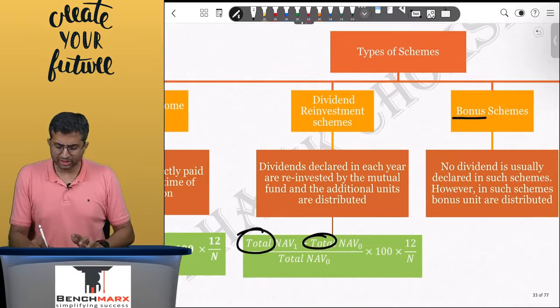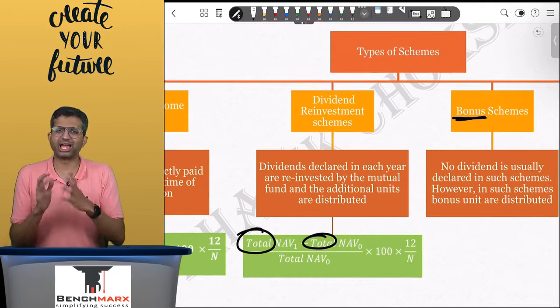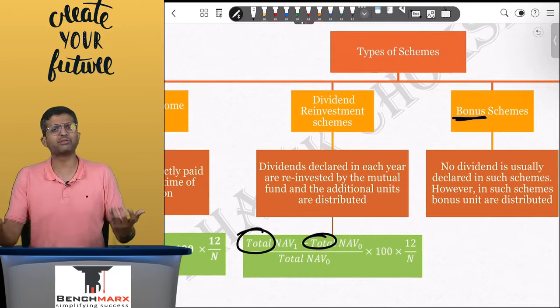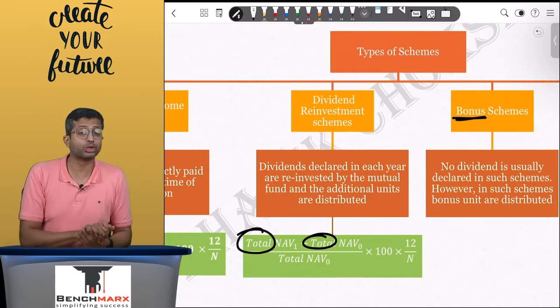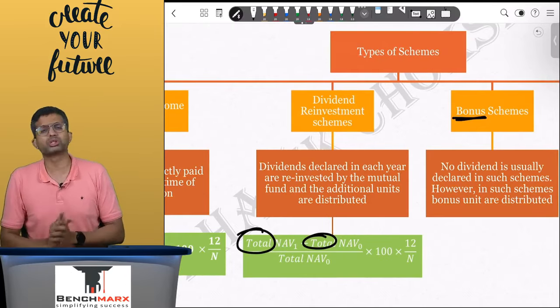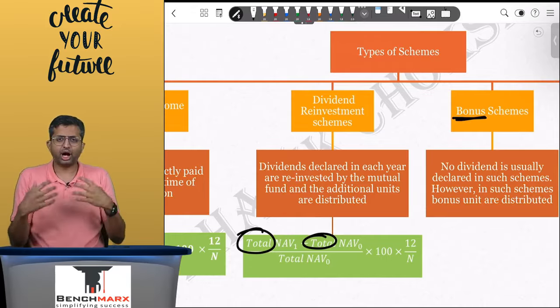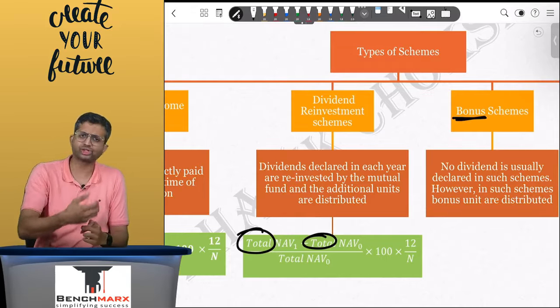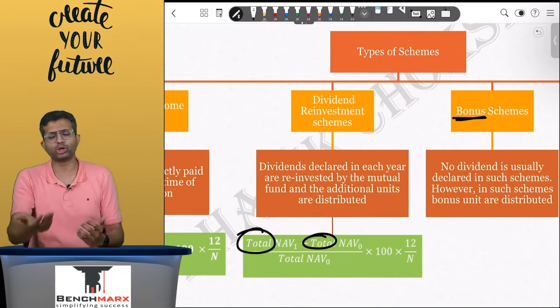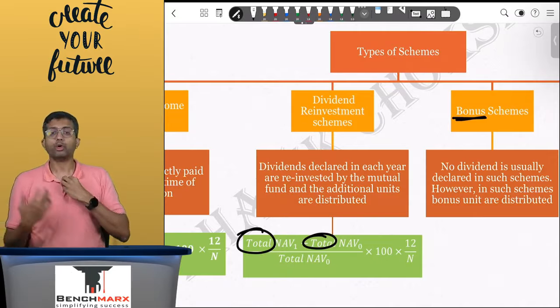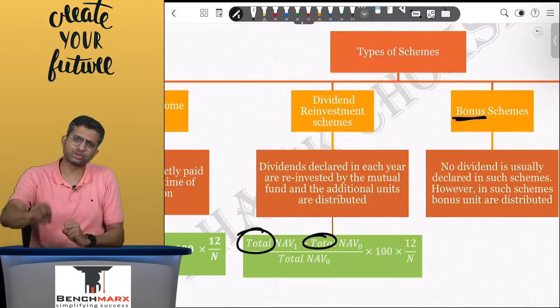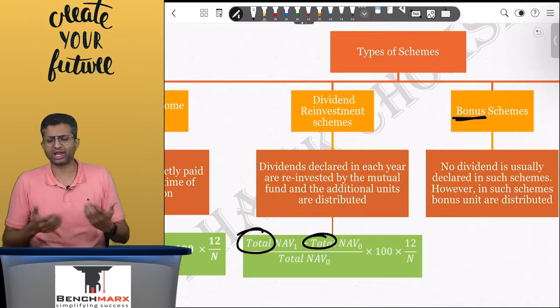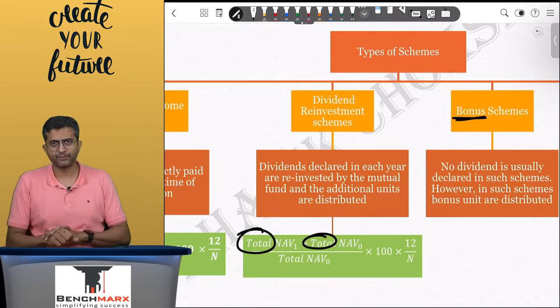A bonus scheme is a scheme which has mentioned that we will not give dividends, but whenever the time is right, we will give you bonus units. So it is similar to dividend reinvestment, kind of, but a regular plan gives you 2 options. Like, do you want to get cash dividend or do you want dividend reinvestment? A bonus plan does not give you that option. A bonus plan says we will give you bonus units only. If you are happy, buy the plan, otherwise you don't.